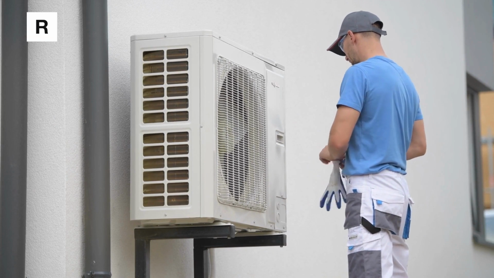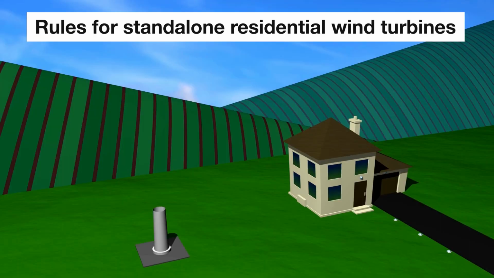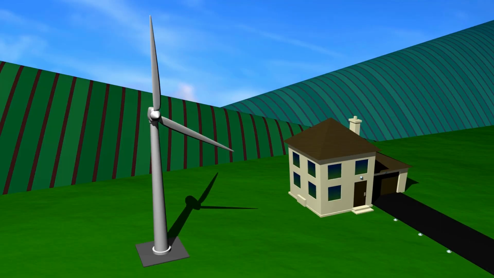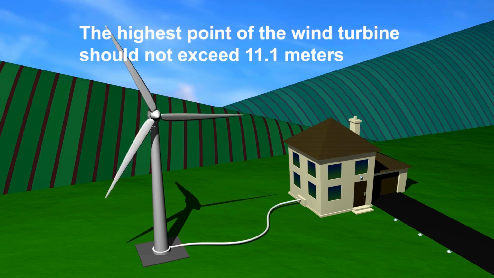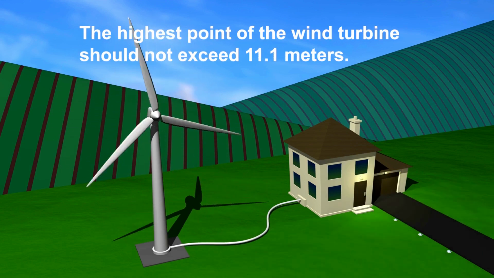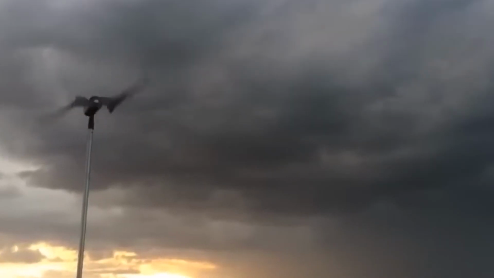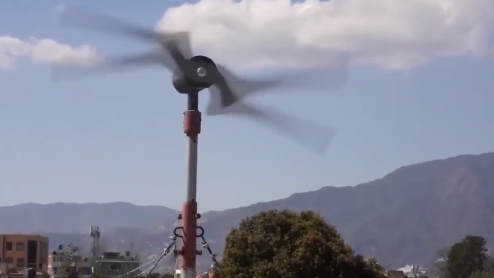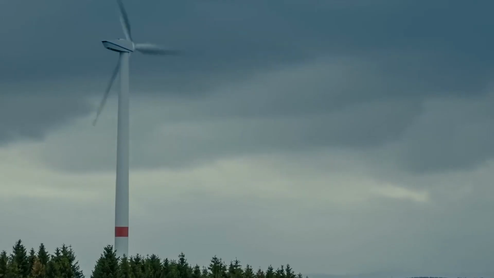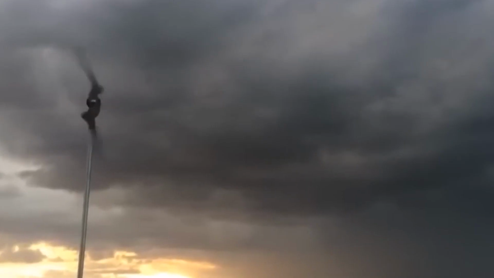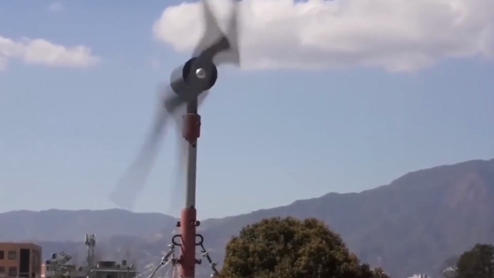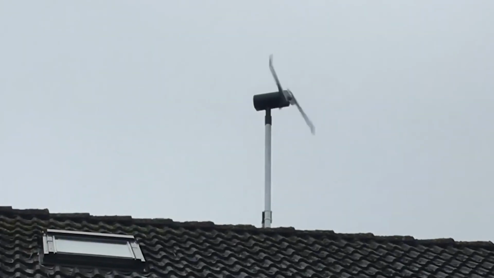For standalone residential wind turbines, the rules are a bit different but still manageable. The highest point of the wind turbine should not exceed 11.1 meters. Just like before, you're allowed to install only one turbine, and if you don't have an air source heat pump already installed, you're good to go. It's great to see more people exploring sustainable energy options like wind turbines. Just remember to follow these guidelines, and you'll be harnessing the power of wind in no time.